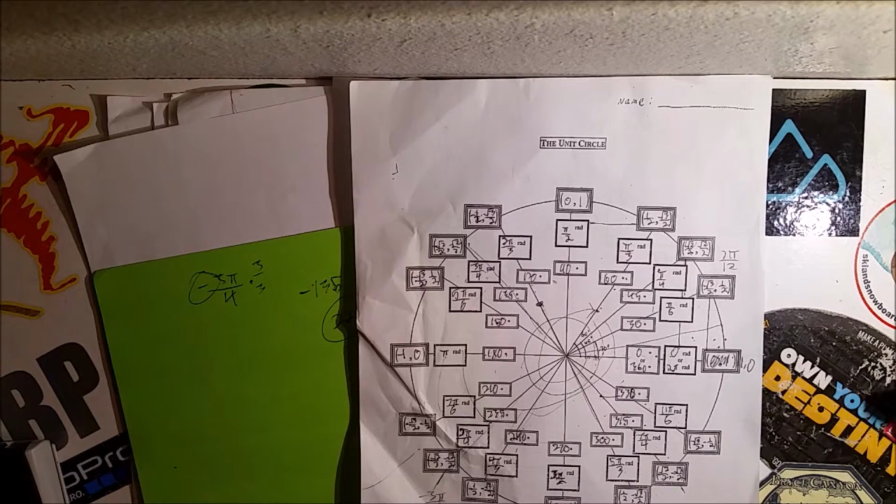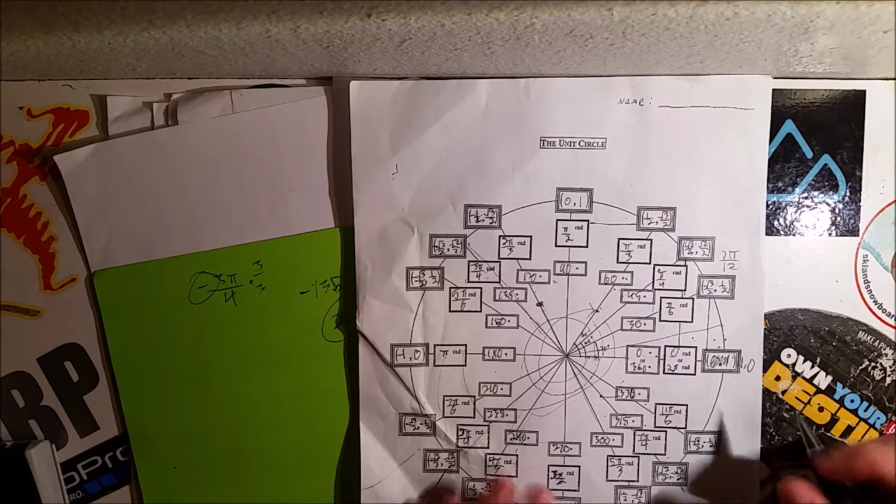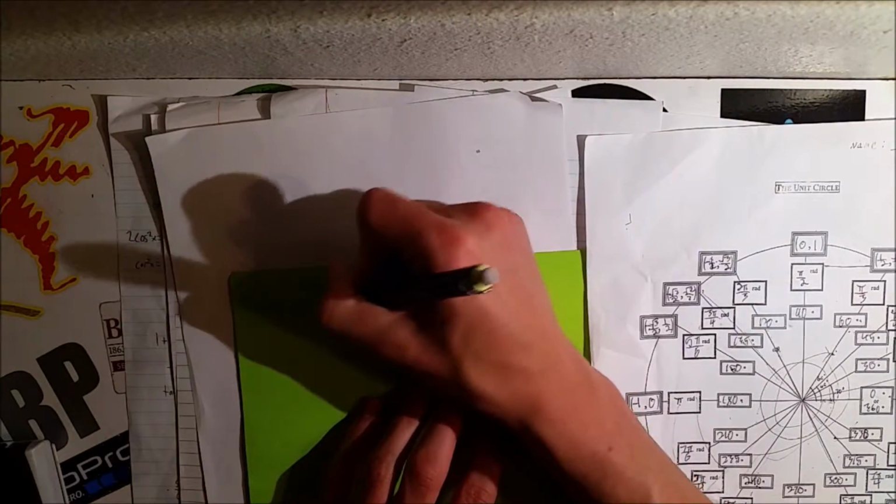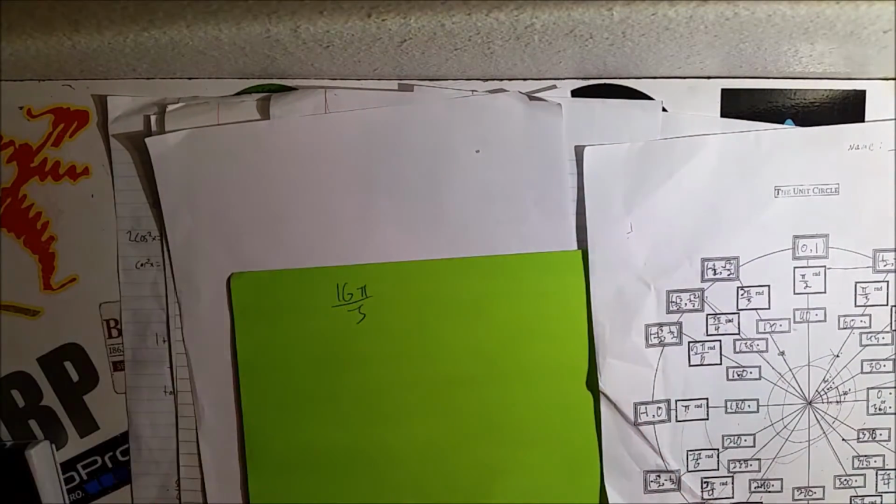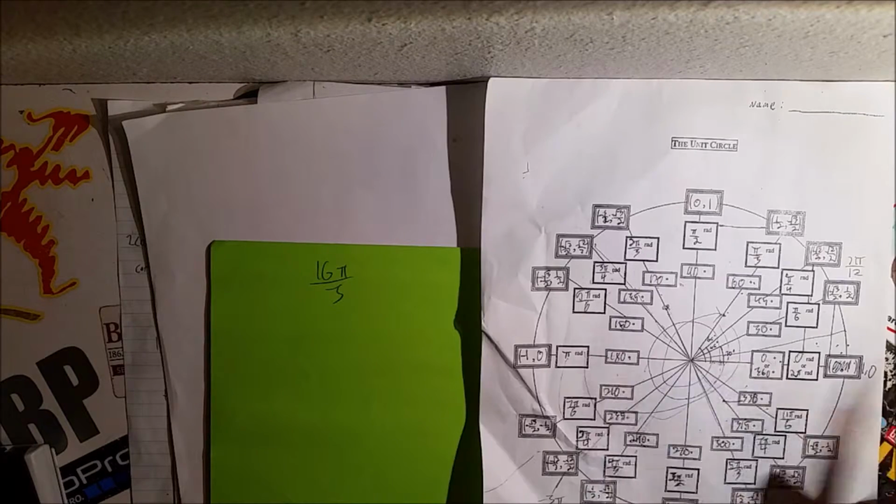For an additional practice problem, we need to find the terminal point and the reference angle for 16 pi over 3. Let's write that out. 16 pi over 3. As I did earlier when I was converting to radians, I was able to use the unit circle to rely on finding my radian point. In this situation, you don't have 16 pi over 3 on the unit circle.